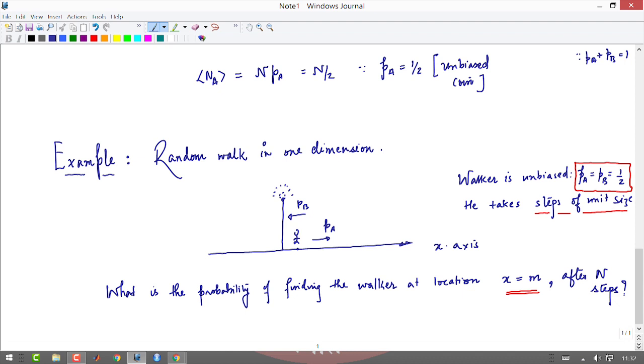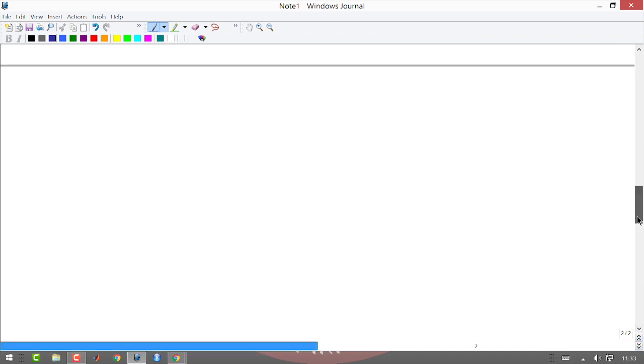Okay. Question is simple. He has taken a large number of steps, let us say 1000 or 500 or 10,000 or whatever, and after these many steps, what is the probability that he is at some point m on the x axis?